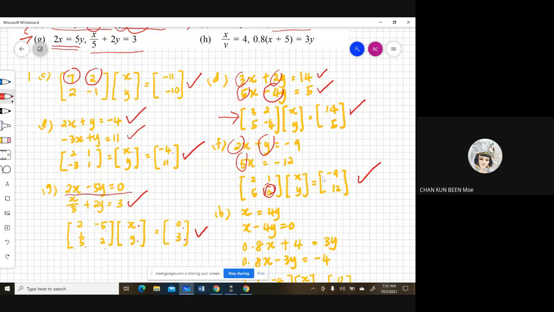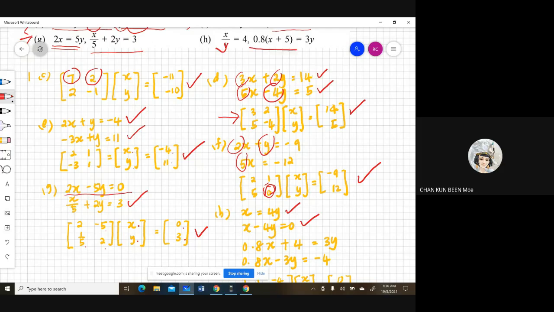Okay, for question H, you can see x over y is equal to 4. It's not over here, I missed out the y. x over y equal to 4, so we need to change it. It becomes x equal to 4y, and then change it to general form. So x minus 4y equal to 0. This is what we want.